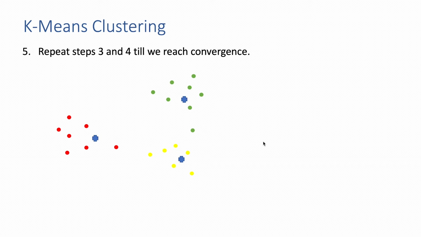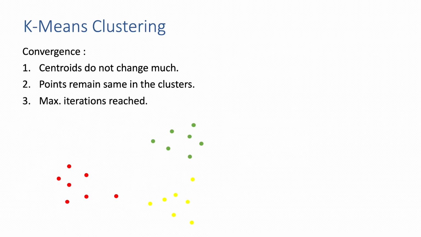So in step number 5, you are going to repeat steps 3 and 4. Once you have newly formed clusters with updated centroids, you are going to reassign the labels again because you have new centroids now. Once assignment is done, you're also going to update the cluster centroids again. This process is iterative. Steps 3 and 4 are basically iterative in nature till we obtain convergence.